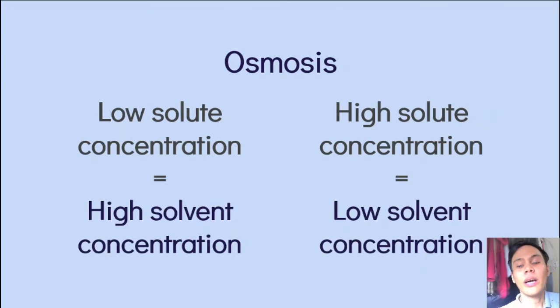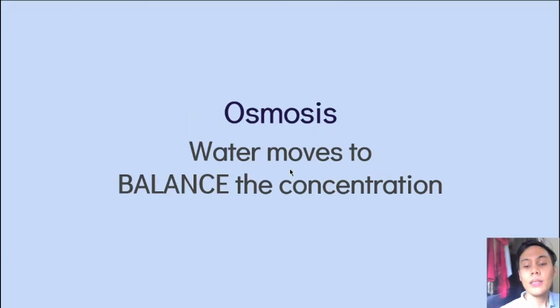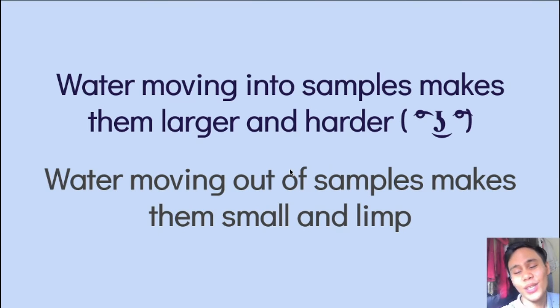Okay, so again, osmosis, if we go by its definition, low solute to high solute, can also be interpreted as high solvent to low solvent concentration. So it's still technically down the concentration gradient because it's the solvent doing the moving. So osmosis is basically water moving to balance the concentration. And generally, when water moves into your cells, it makes them large and hard, while water moving out makes them small and limp.